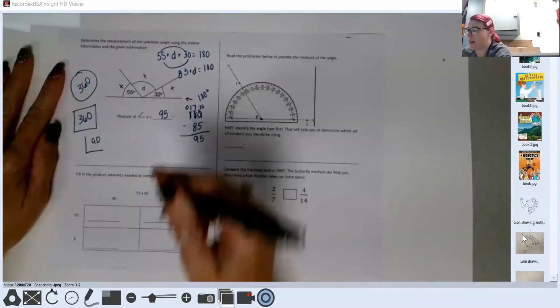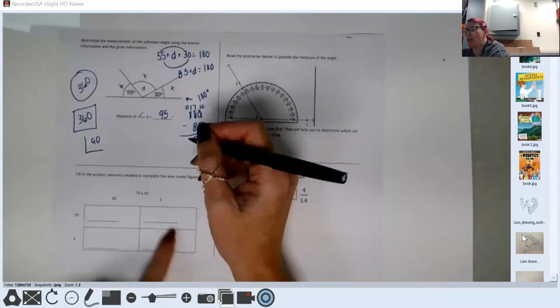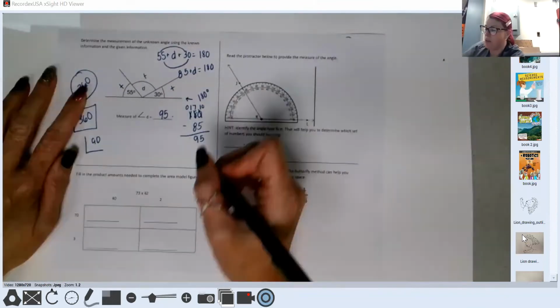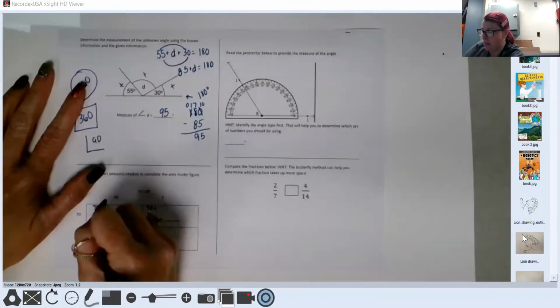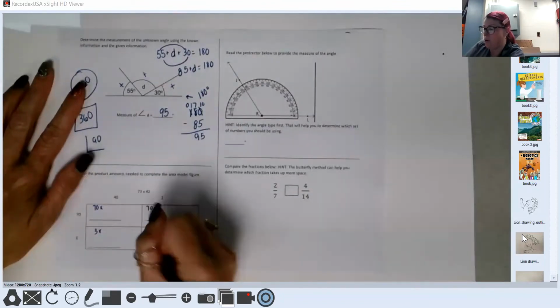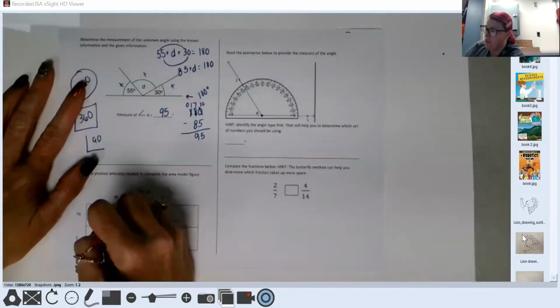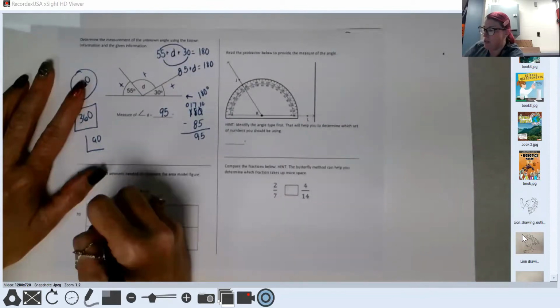Fill in the product amounts needed to complete the area model figure. So what I want are the numbers on the inside of the box. I do not need the total product. So I'm going to get my plan together here. I know I go across, then I go down, 40, 40, 2, 2. So I know there's 2 zeros.